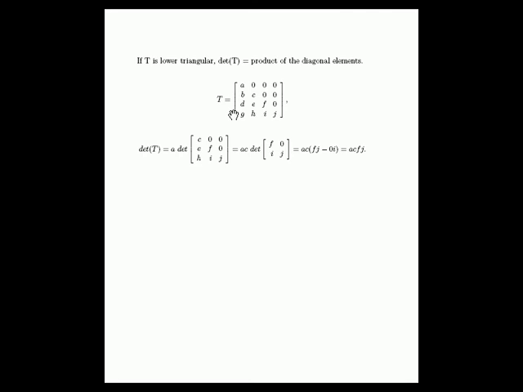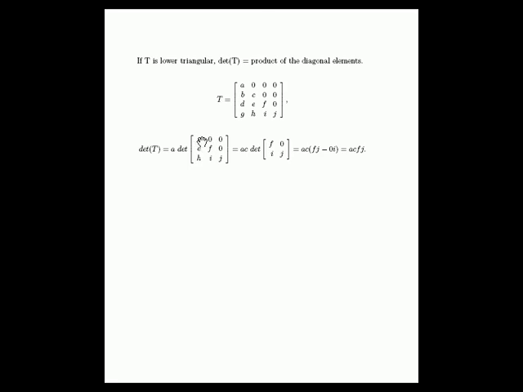Now, triangular matrices, this one is lower triangular. That means everything above the diagonal is 0. They're particularly easy to find the determinants of. For example, for this 4 by 4 triangular matrix T, you expand along the first row and you get A times the determinant of this 3 by 3 matrix, and all the other terms are 0 because you'll have minus 0 times something plus 0 times something minus 0 times something. So you just get A times the determinant of this 3 by 3, and that's all.